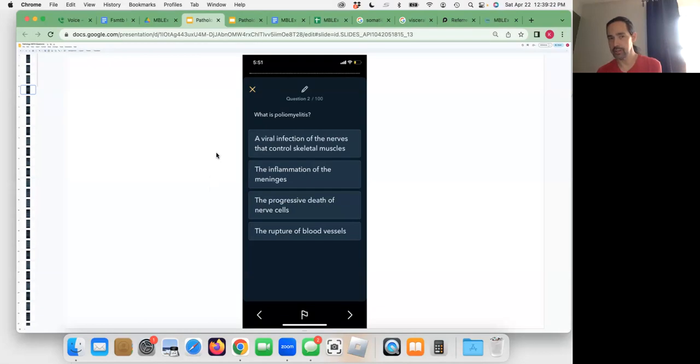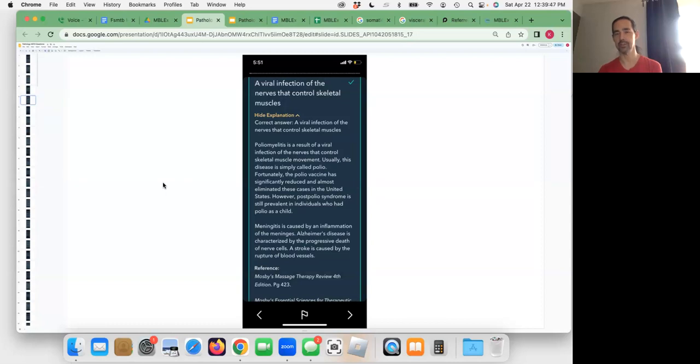So which ones do you guys think? Okay, I'm thinking either A or C, right? Meninges, yeah, because a viral infection of the nerves that control skeletal muscles is a virus. We know polio is a virus. You may be familiar with polio, that it is a virus. The progressive death of nerve cells does not describe an infection, does not describe a virus. That could be multiple sclerosis. So it is a viral infection of the nerves that control skeletal muscles.